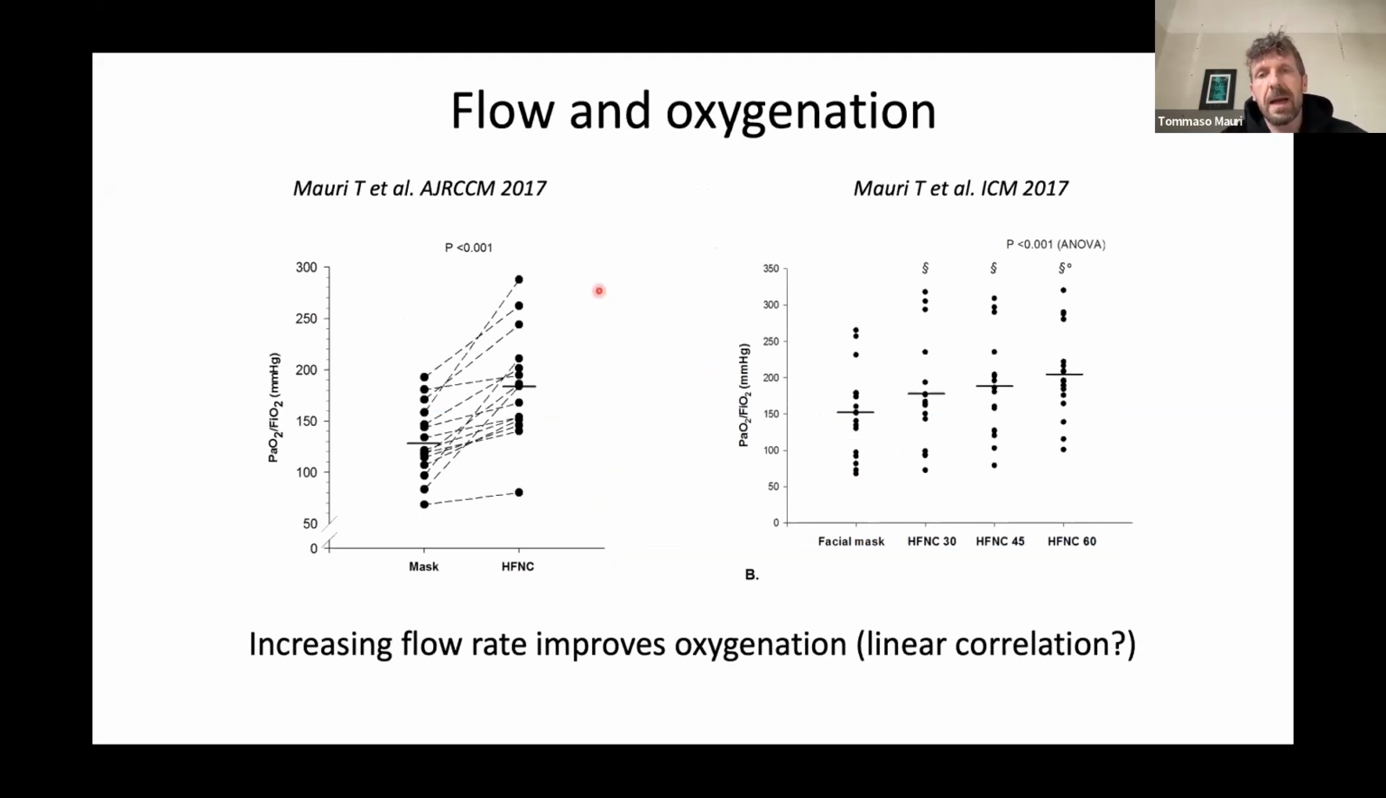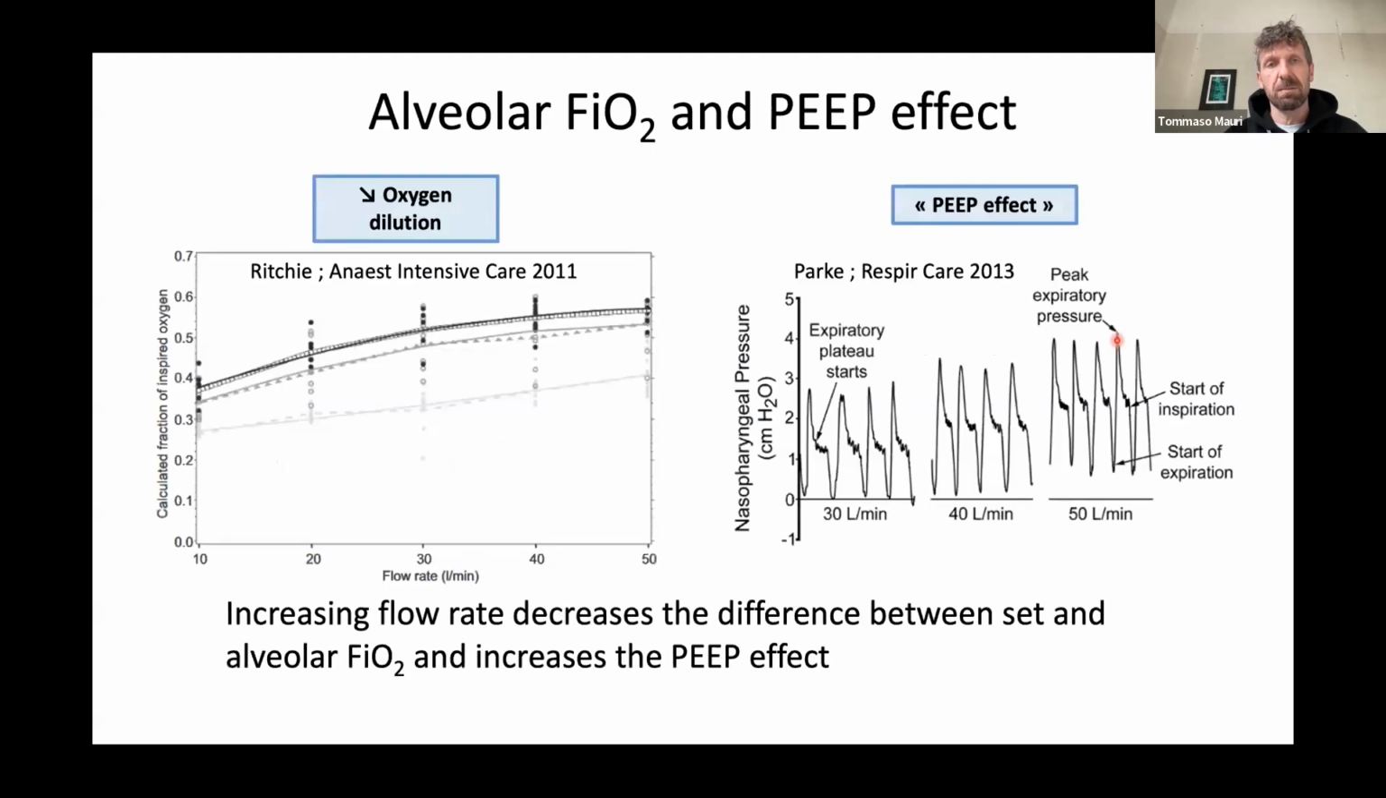So one effect that is very clear for high flow once you put it on is that you increase PO2. So for the same FiO2, you increase the PO2. So you increase the PO2/FiO2 ratio. So high flow improves oxygenation, and this looks a little linear with flow. This is facial mask, 30, 45, 60. The more you increase the flow, the less hypoxemic is the patient. These are data in hypoxemic patients.